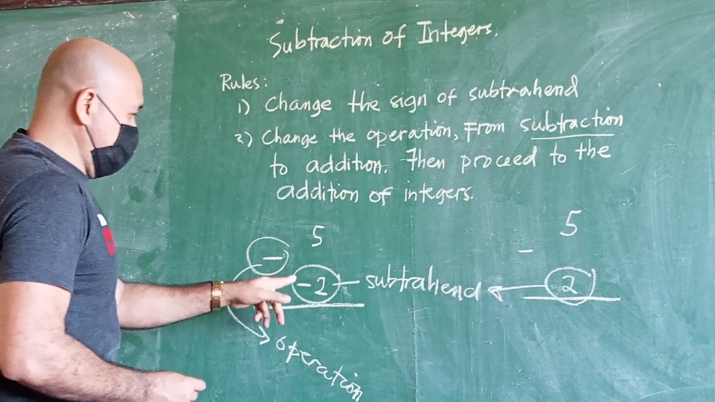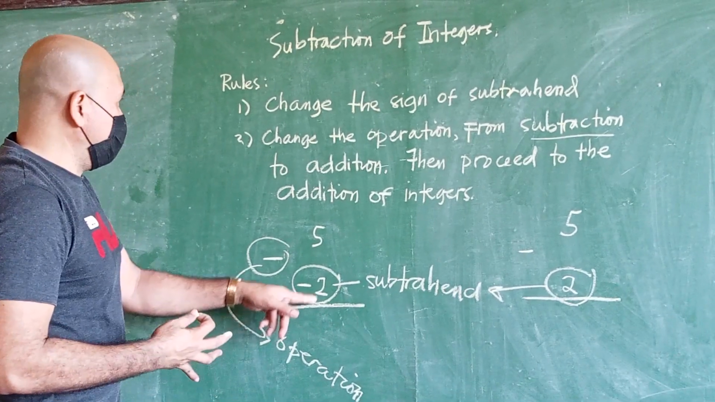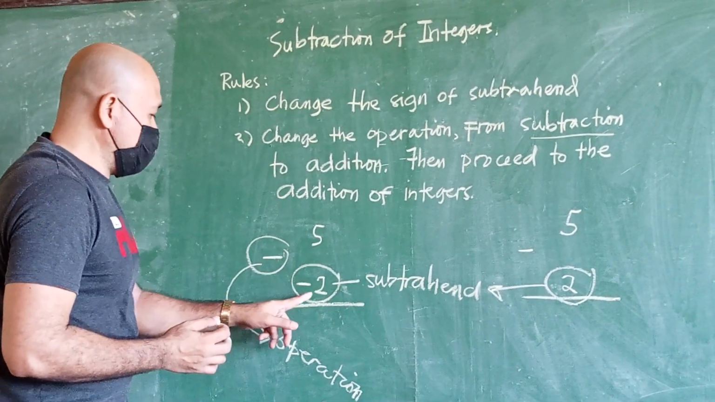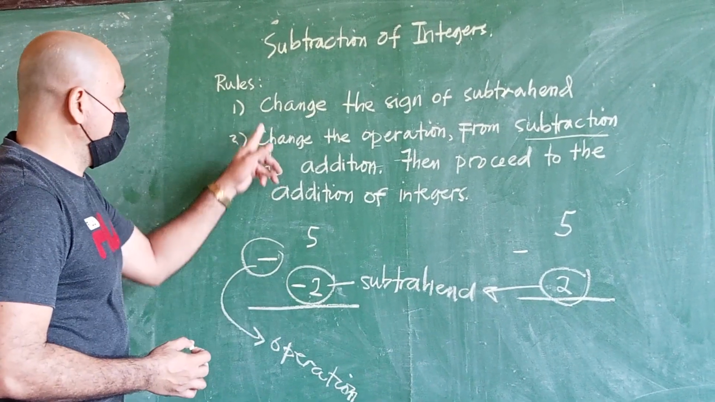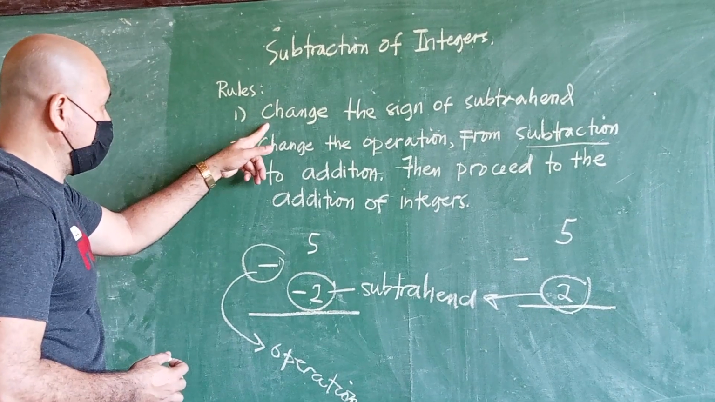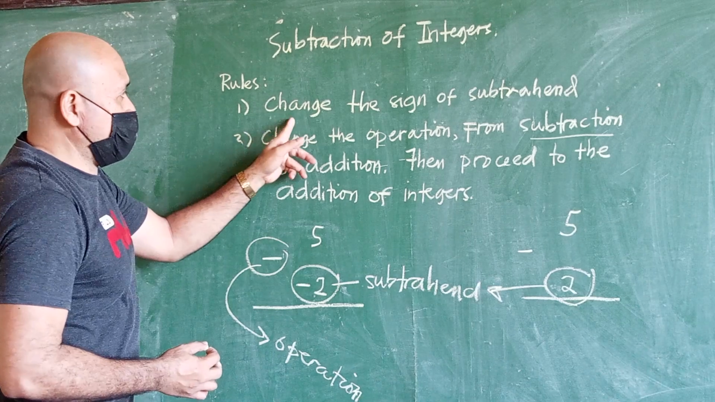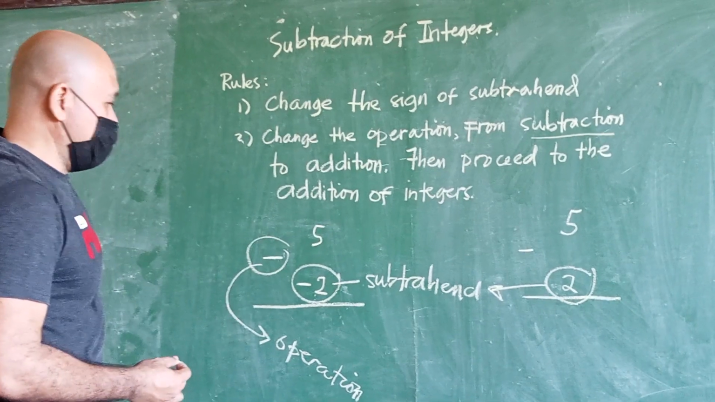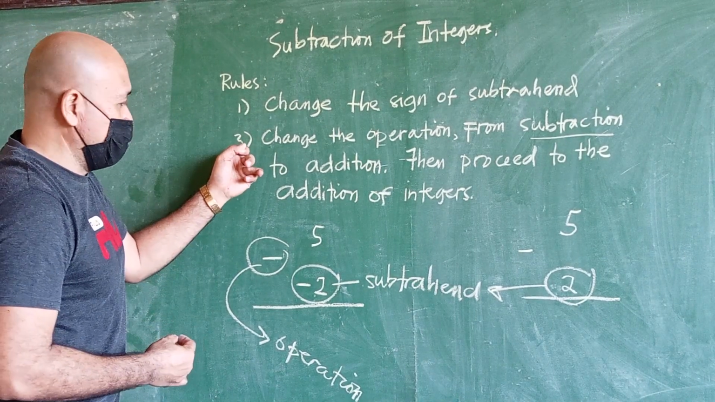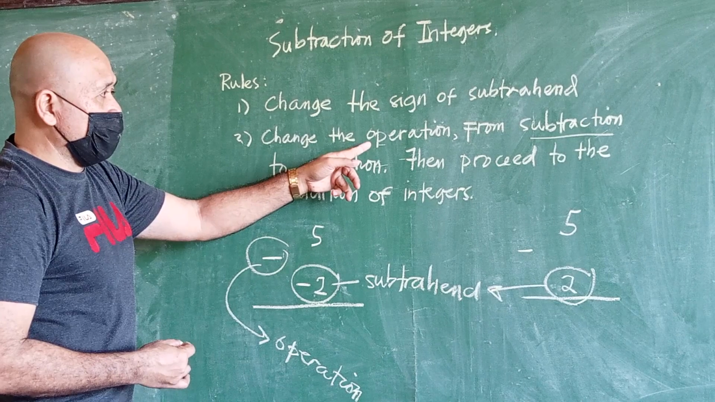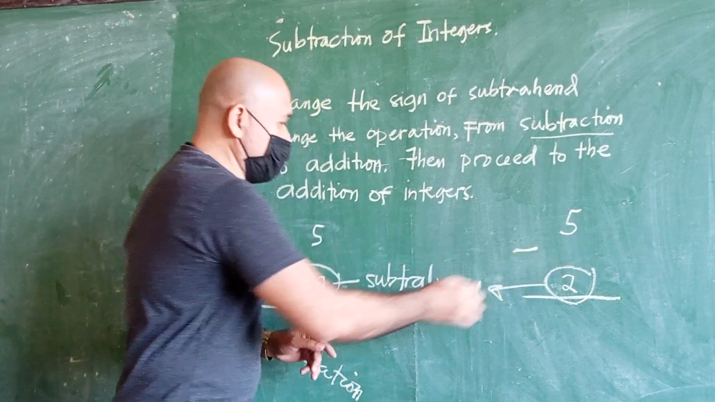And for this given, negative 2 is the subtrahend. So applying rule number 1, you are going to change this negative 2 into positive 2. That's how you illustrate rule number 1 when we subtract integers, which is change the sign of the subtrahend. Then after doing rule number 1, you proceed to rule number 2. Change the operation from subtraction, because the given here is subtraction.